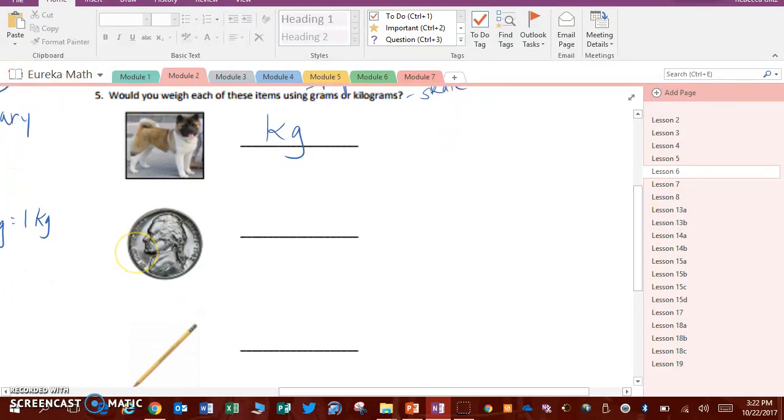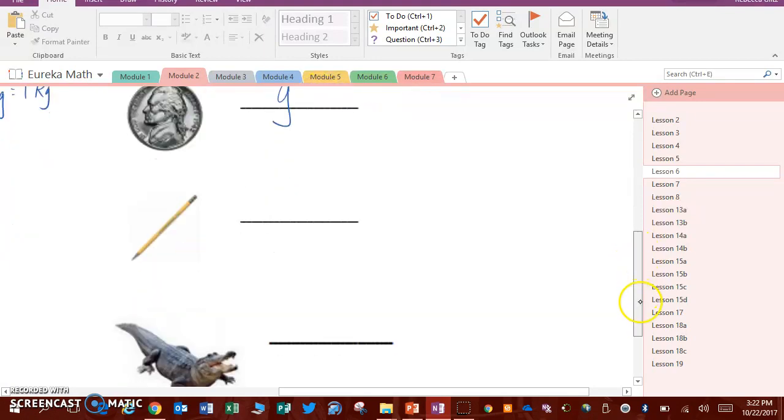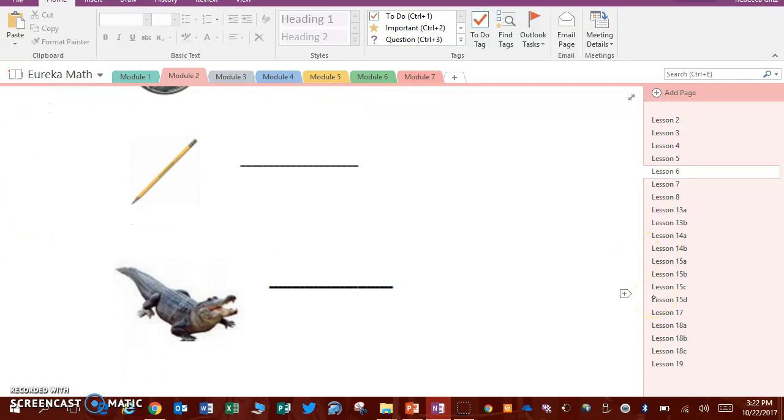Now, a nickel. A nickel is very light. So if I put 1 skate on a balance and a nickel on the other side of the balance, the skate would always be way heavier. So we have to use something lighter. We have to use grams. This is light, so we're going to use our light weight, our grams. What do you think about a pencil? Pretty light, right? So we're going to use grams. And how about this guy? Alligator or crocodile, I can never tell which. Super heavy, right? So we're going to use kilograms for that one.